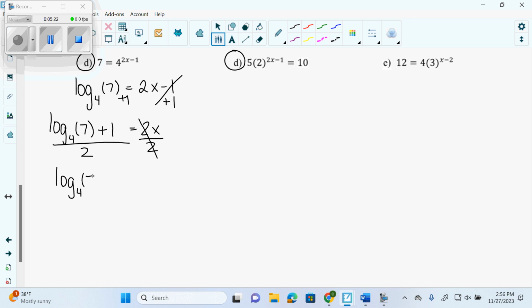Log base 4 of 7. That is one term, correct? Because there's no plus or minus sign happening. And then plus 1. That's another term, correct? Divided by 2x. They might do this.